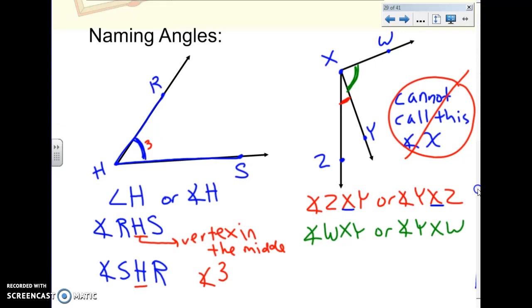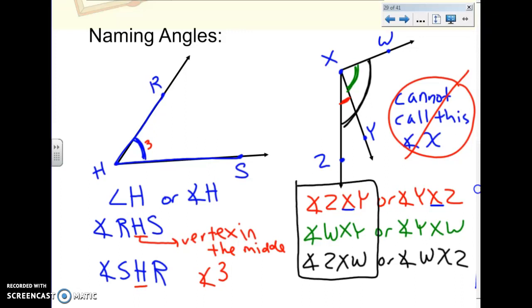And then lastly, you actually have three angles here. You can talk about angle ZXW, or you can name that WXZ. And that talks about the big angle, from ray XY to ray XZ. But for this particular example, you have to use either that name or that name.